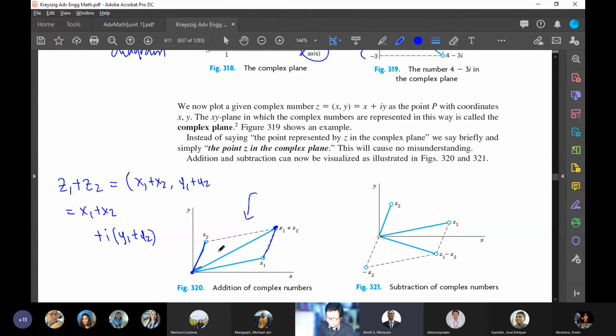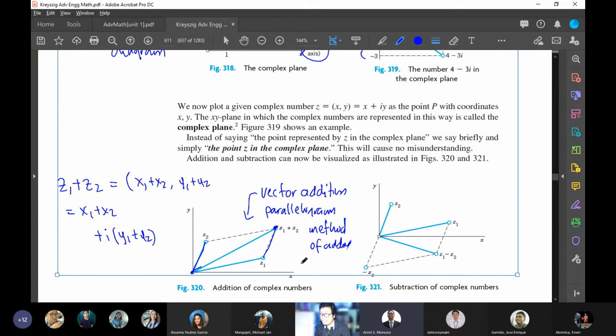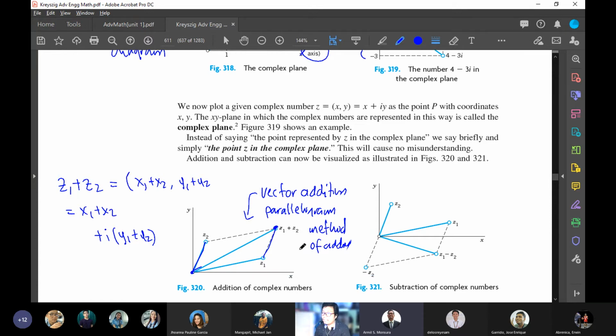This might come across to you. Ito, kung makikita niyo to, na-encounter niyo rin to sa vector addition. This might come across to you as yung process ng vector addition. Yung tinatawag, kung napag-aralan niyo to sa vector analysis niyo, yun yung tawag na parallelogram method of adding vectors.